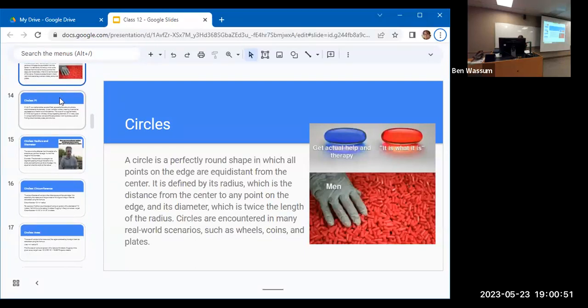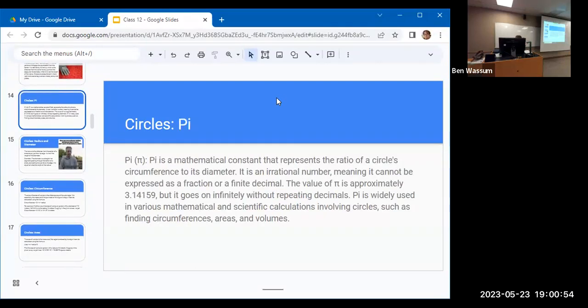Now, since we're jumping into circles, we also have to get used to pi. I will say one particular class I tortured a little bit because I had them calculate pi by hand with long division, which sounds horrible, but it's really not. As it says here, it's just a constant number that represents the ratio of a circle's circumference to its diameter. So if you know the circumference of a circle and the diameter of that circle, if you divide the two, you end up with pi.